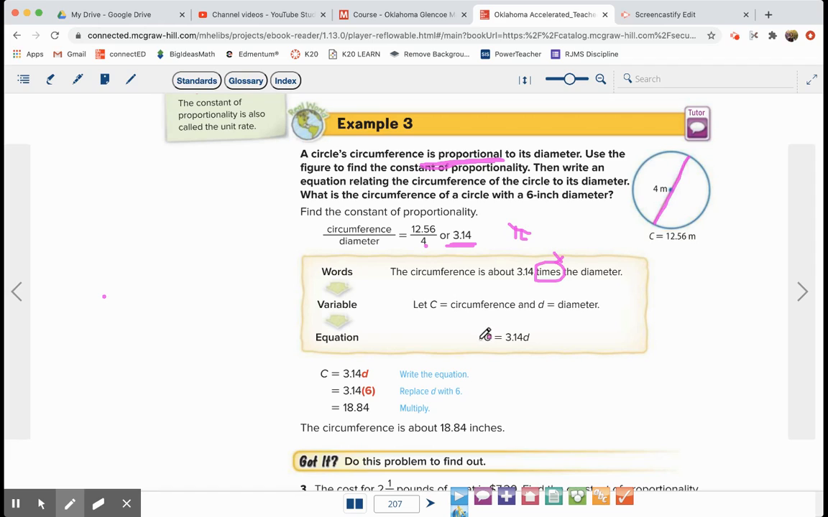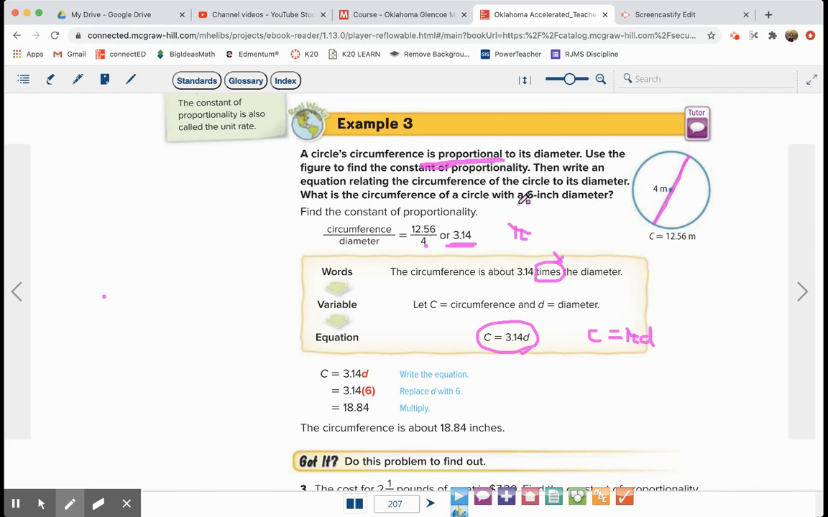So C, 12.56 equaled 3.14 times the diameter, which was 4. So here is my equation. Or you've probably seen it before, just written like this. Pi d. C equals pi d, because that is the formula for the circumference of a circle. But anyways, here's my formula, or my equation. C equals 3.14 d. So now I'm going to go back and answer the other question.